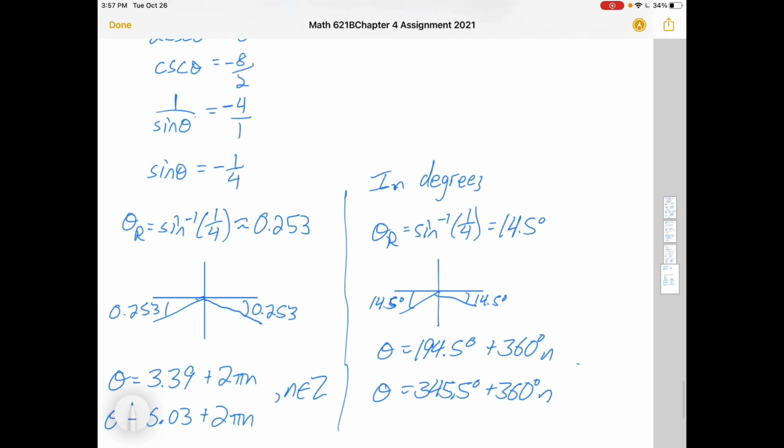So in a way, it's easier to do it in radians because there's less to write and the numbers are smaller. Not much easier, though.